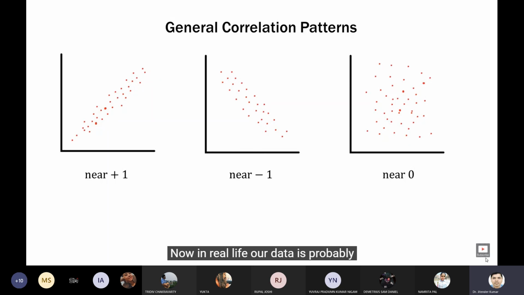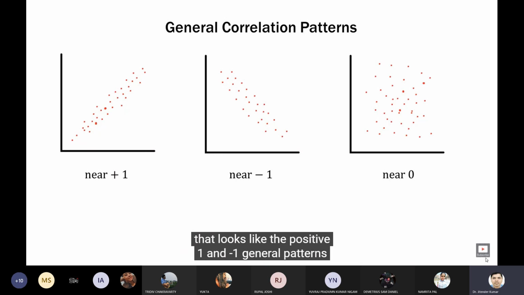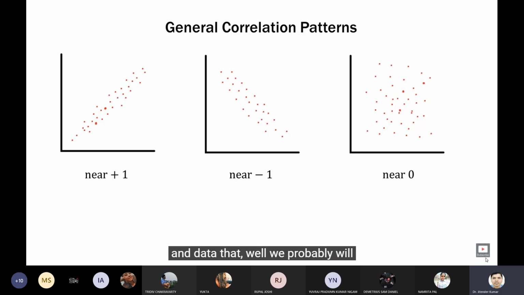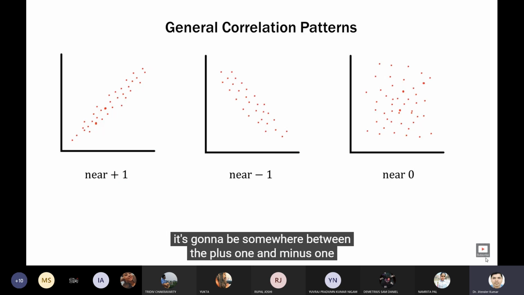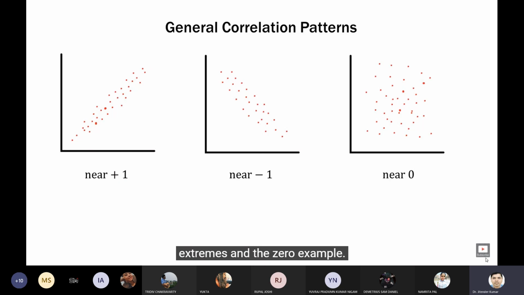Now, in real life, our data is probably going to be somewhere between these extremes. We probably will have data that does not have a correlation that will look like the one on the right. But when data does have a correlation, it's going to be somewhere between the +1 and -1 extremes and the 0 example. And again, that just comes with looking at the scatter plots of your data.